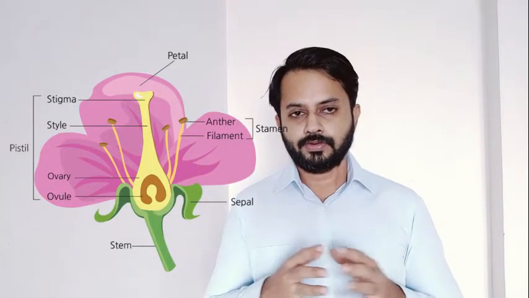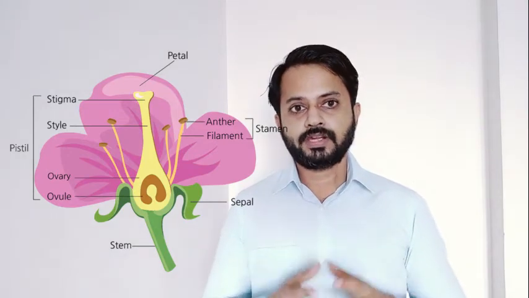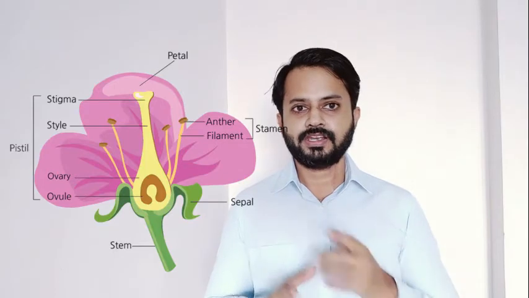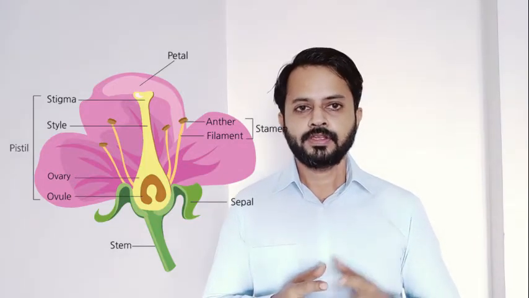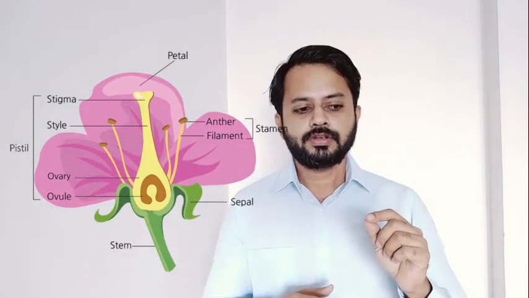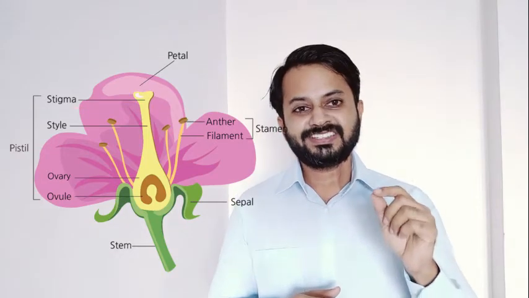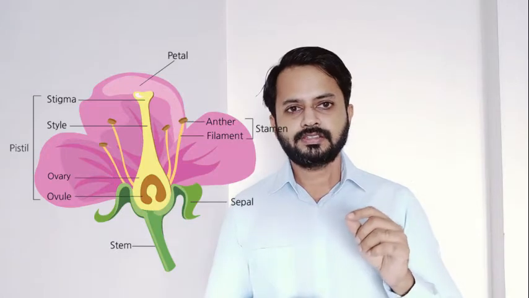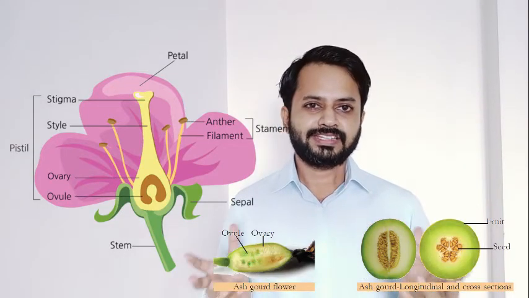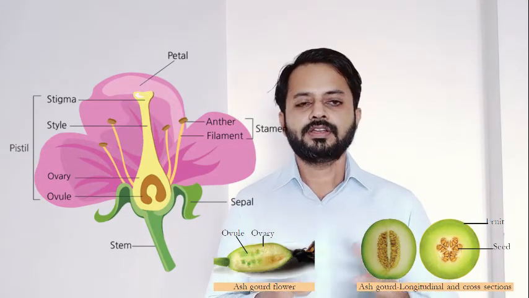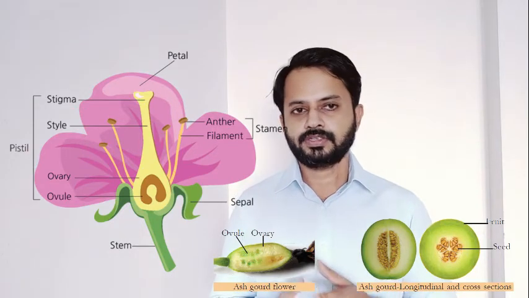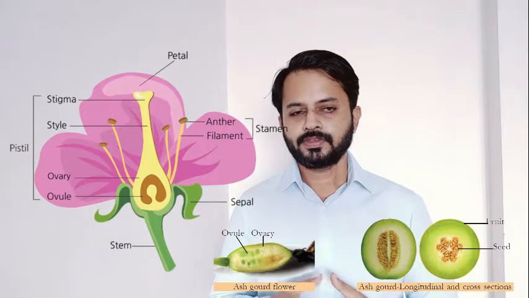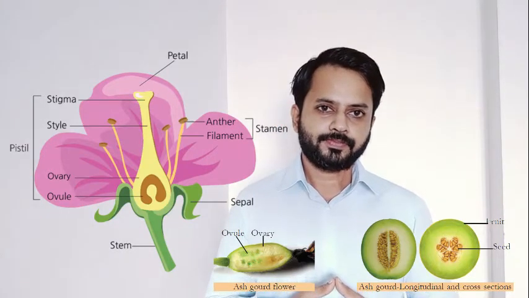In a female flower, the ovule and ovary are there. Inside the ovary, the ovule is there. We have seen this by labeling the parts in the beginning. So the ovule becomes the seed and the ovary of that flower becomes the fruit. You can see the picture. An ash gourd example is given in our book. You can see the pictures also.